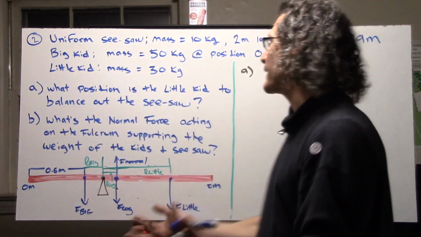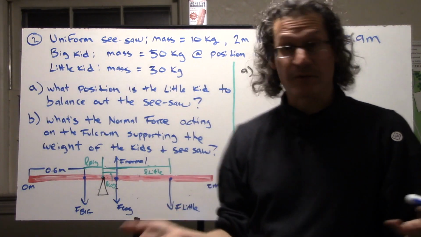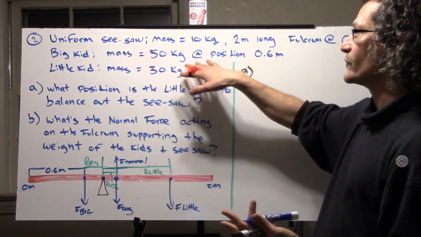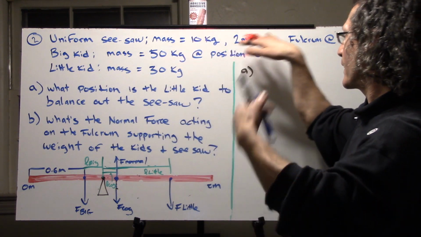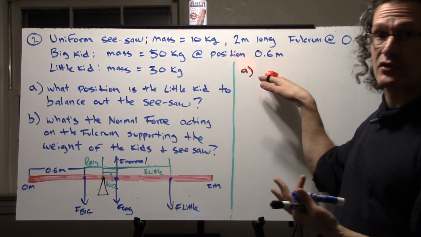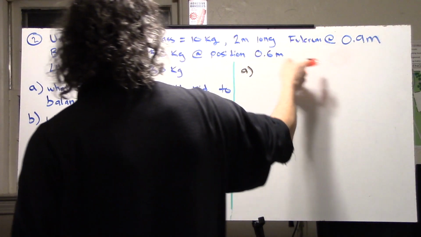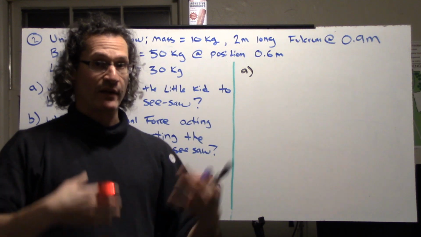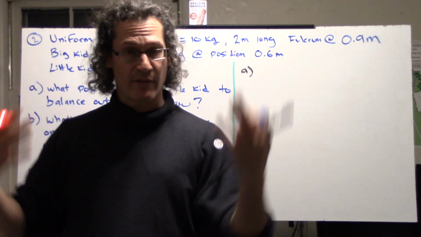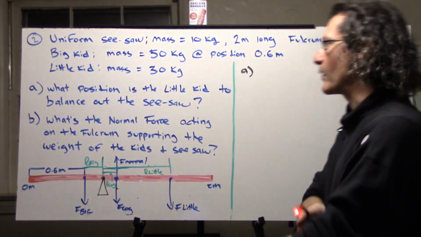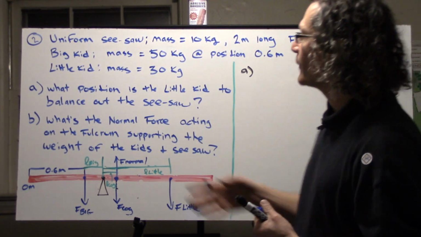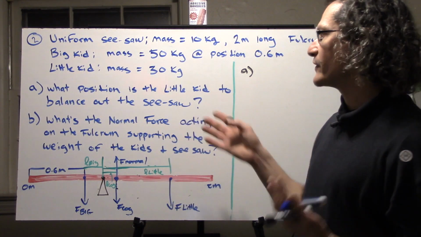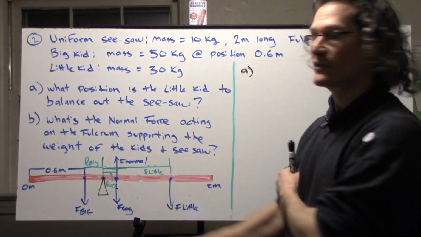Hey now, peeps, our situation is slightly different now. We have our uniform seesaw, the mass is still 10 kilograms, the plank is 2 meters long, but now we've moved the fulcrum from 1 meter to 0.9 meters. So we've shifted it away from the center of gravity of the plank. Our questions are the same, our kids are the same. What position is a little kid to balance out the seesaw? What's the normal force acting on the fulcrum?